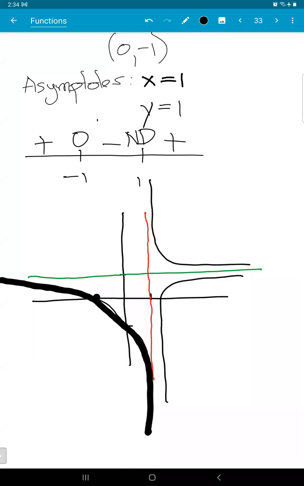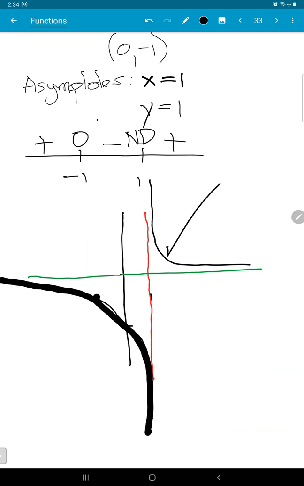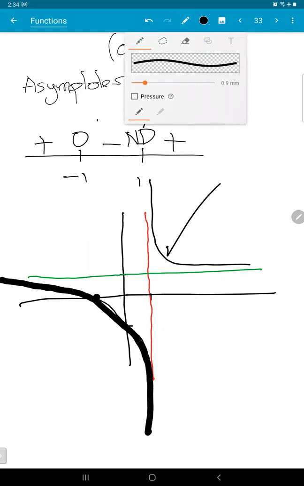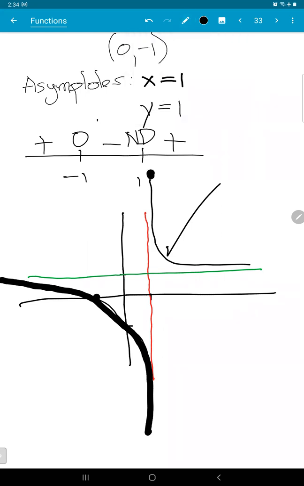Please unmute your microphone. Sir, since the sign chart says everything above 1 should be positive. Yes. It has to be above entirely. This one has some portion above, but it's not entirely above. Some part of it is below. So it has to be this one. So we delete that, and we have a rough sketch.